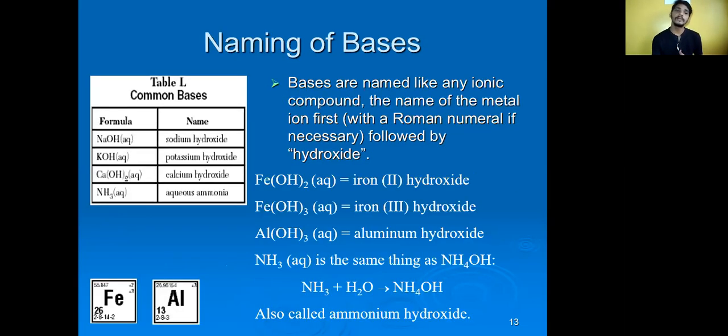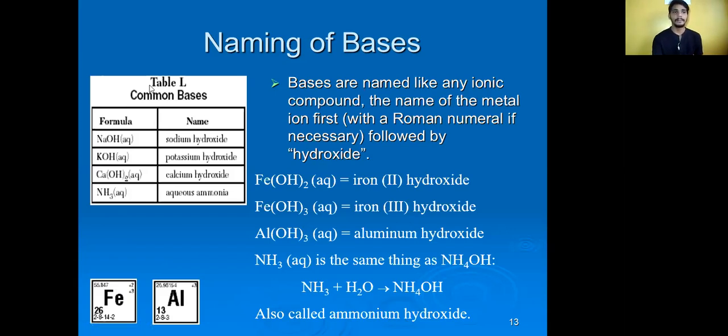Now the naming of bases, compared to acids, is quite similar, but here we have to mention some points. Bases are named like any ionic compound: the name of the metal ion first, with a Roman numeral if necessary. If there, we have to add it. Then hydroxide at the end. Fe(OH)2 aqueous, iron(II) hydroxide. Fe(OH)3, iron(III) hydroxide. Al(OH)3, aluminium hydroxide. In the case of NH3, you can see my cursor, the same as NH4OH, it is also called ammonium hydroxide. Getting my point? So this we have to understand.